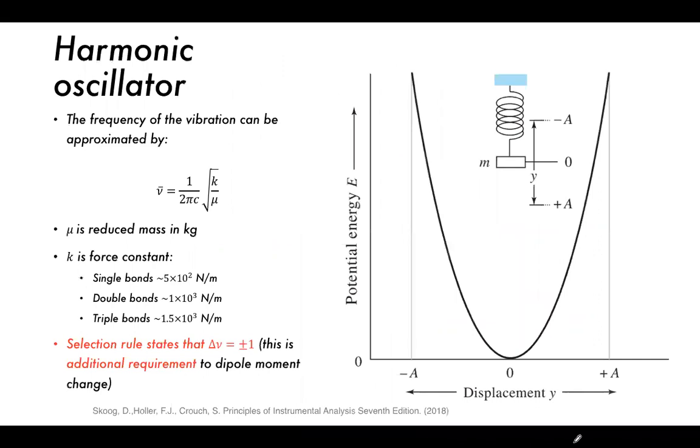So the harmonic oscillator can be further seen here. The frequency of the vibration can be approximated by this. So the frequency is equal to 1/2 pi c.